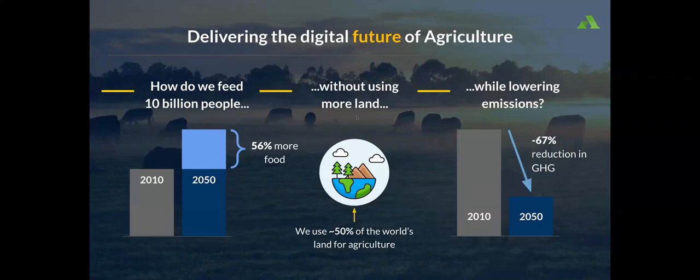So it comes back to this burning question, and that is, how do we feed 10 billion people without using more land while lowering emissions? And we all have to do our part. There's no silver bullet. And our focus is in the livestock area. But it comes down to we just have to be more efficient, and we have to take sustainability into account as well.